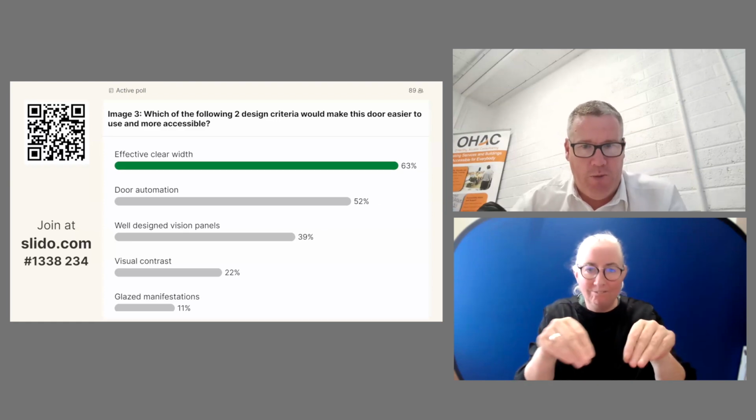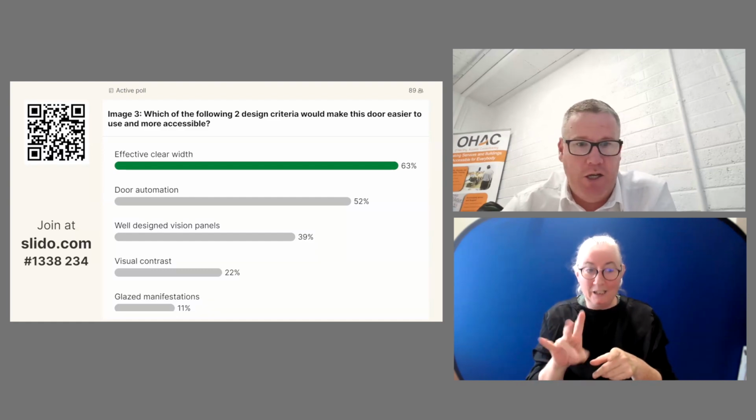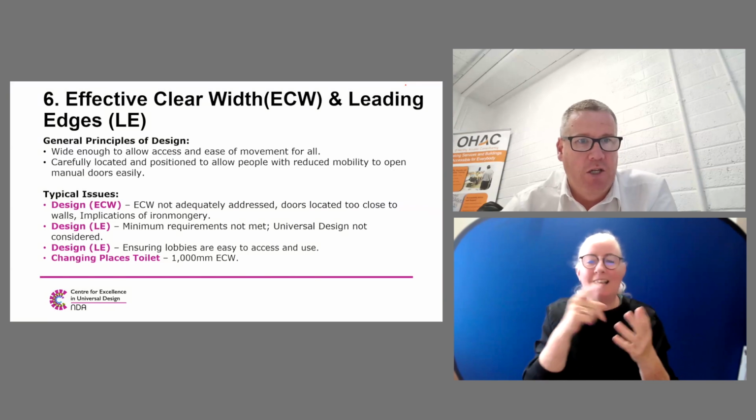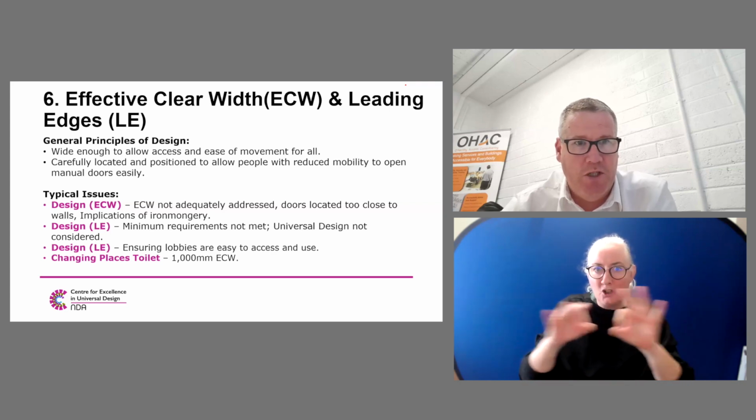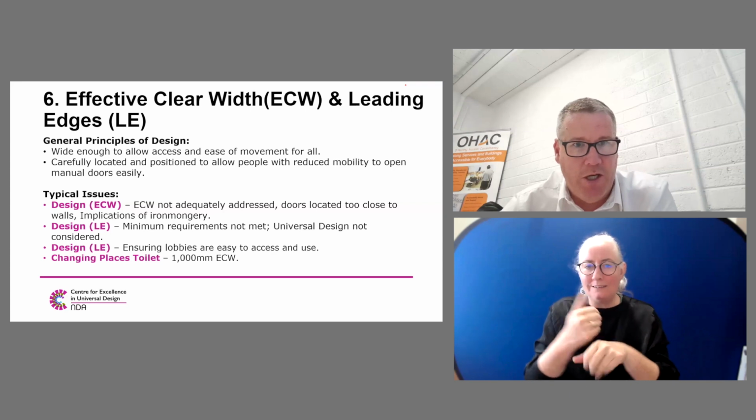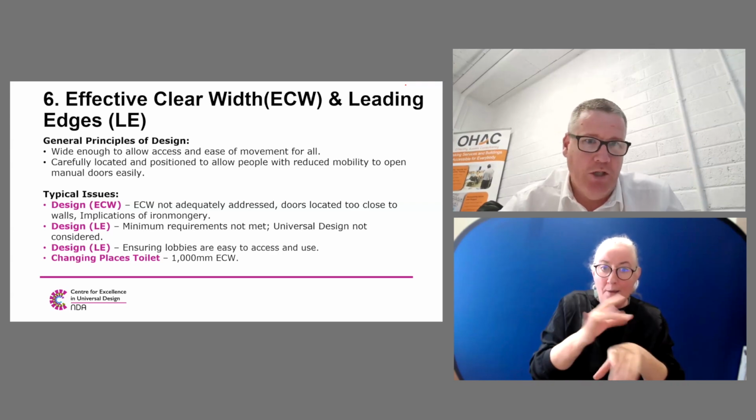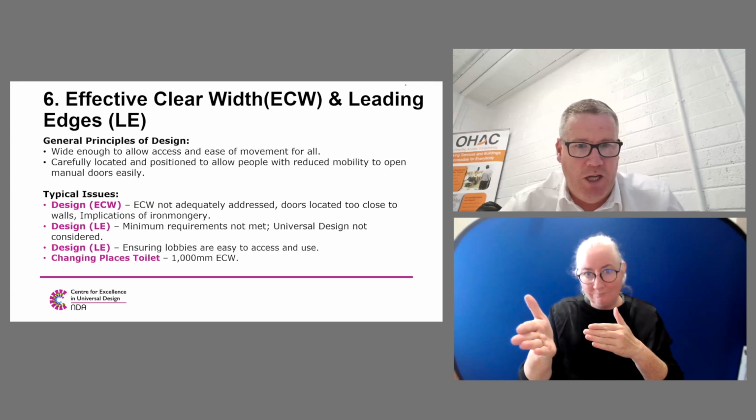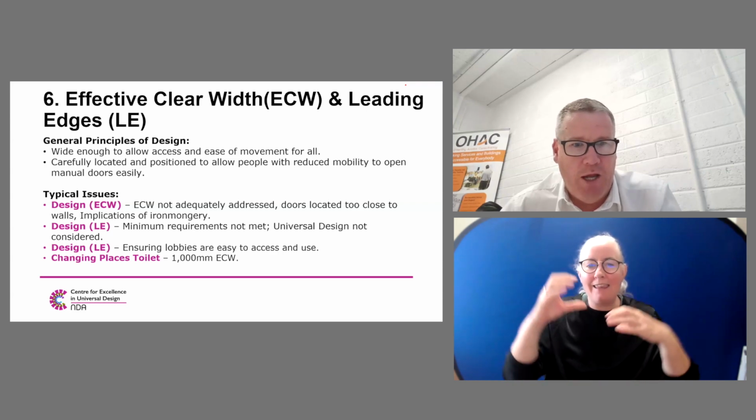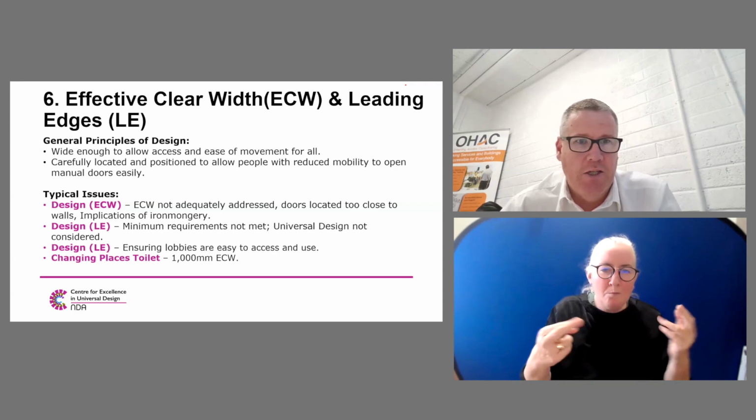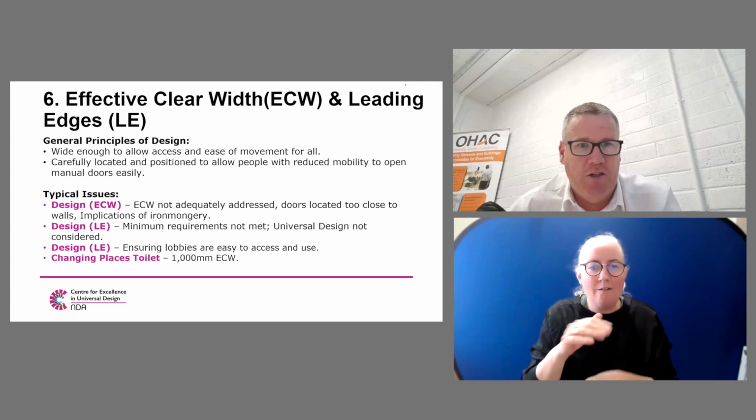Okay, thanks very much to everyone for participating in the quiz there. I'm going to continue on to number 6, which is the effective clear widths and leading edges. Again, there are lots of projects where this can become an issue. Measuring the effective clear width needs to, in some situations, take into account implications of ironmongery. My recommendation, when you're designing your doors at an early stage, is to make sure that the doors can open beyond 90 degrees where possible, but also consider the implications of your ironmongery on them. You might be designing a healthcare facility with lots of smaller meeting rooms or surgery rooms, so you need to consider the positioning of the door so that it opens beyond 90 degrees, so that you can allow for the effective clear width.